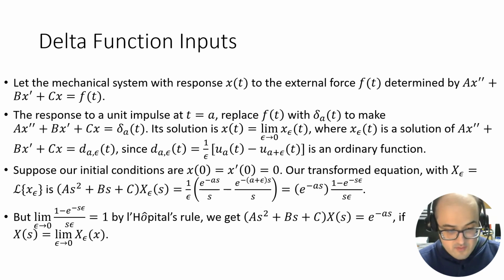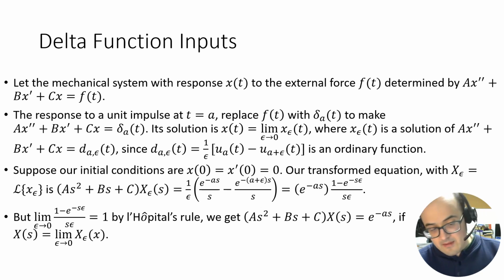Its solution would be x of t equal to the limit as epsilon approaches 0 of x sub epsilon of t, where x sub epsilon of t is a solution of a times x double prime plus bx prime plus cx equal to that unit delta function d sub a comma epsilon of t, where d sub a comma epsilon of t is 1 over epsilon times u sub a of t minus u sub a plus epsilon of t, to be some ordinary function.